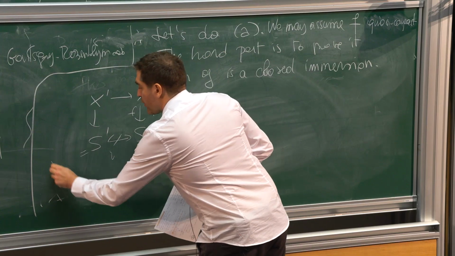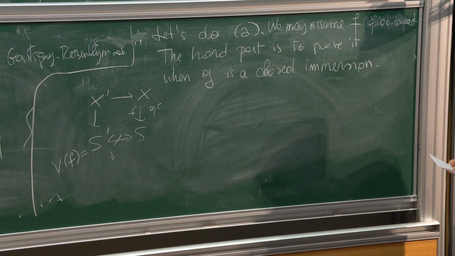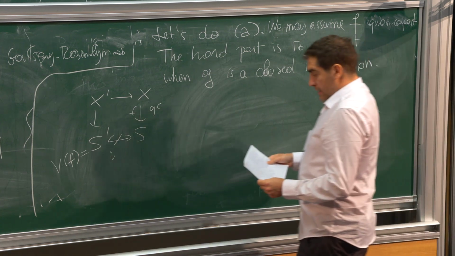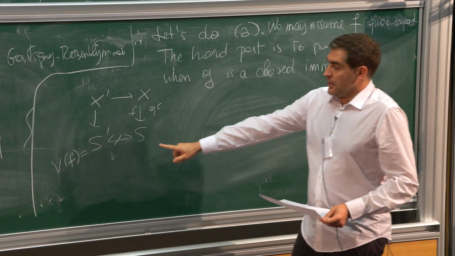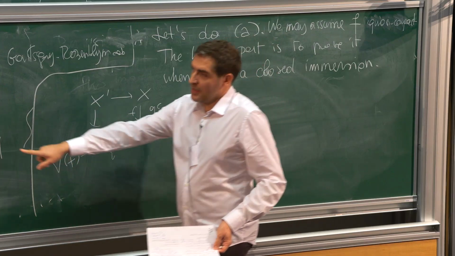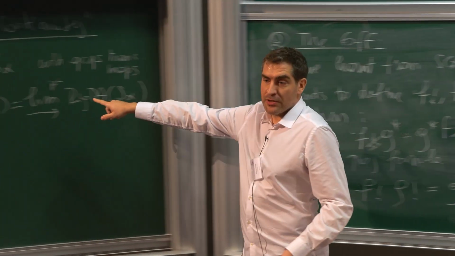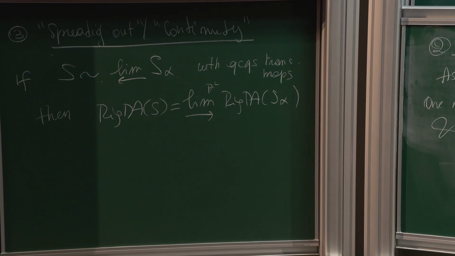We may assume that this S prime is given by annihilating a global function f. And so what do you think we will be using? Replacing this horrible Zariski closed with a bunch of open immersions, because open immersions behave much more nicely. And that's what we do.